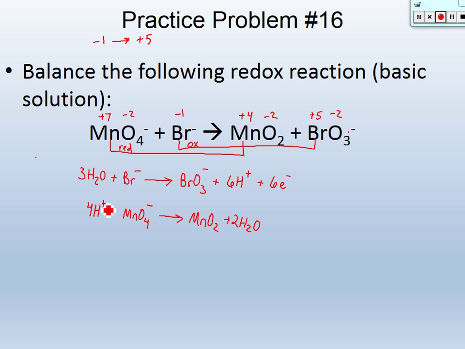Okay, let's look at the bottom one. I'm at +4 right now, and then a -1. So that's plus what? +3. And then on this side, I'm at 0. So how many electrons?